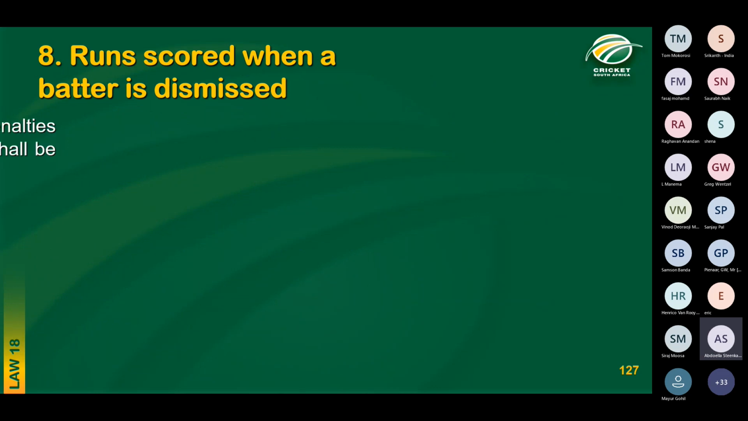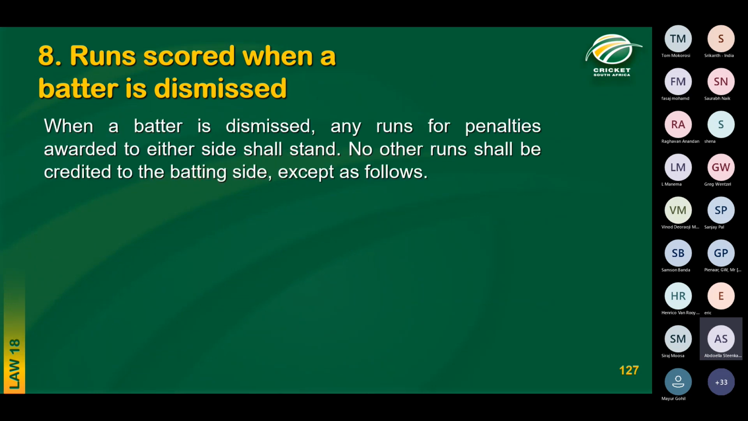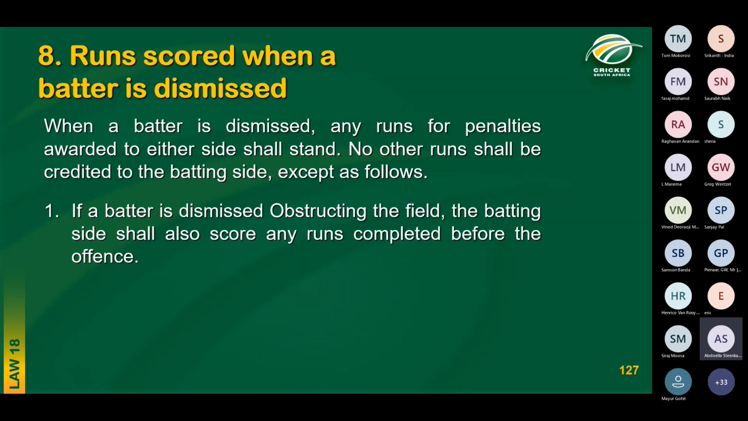So how many runs are scored when a batter is dismissed? The law guides us here. The law tells us that when a batter is dismissed, any runs for penalties awarded to either side shall always stand. So if a batter is dismissed, and let's say a bowler bowls a front foot no ball and the batter is run out, that no ball will always stand. Wides always stand. Any penalty run shall always stand.